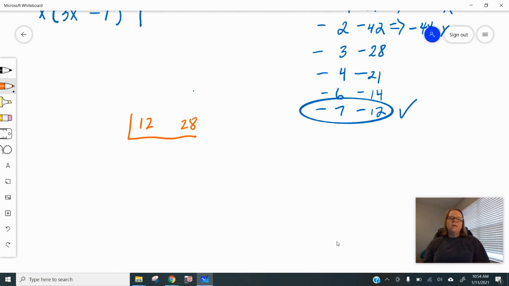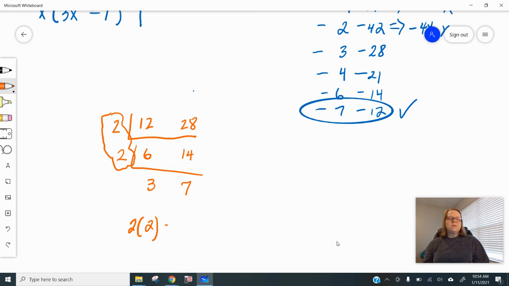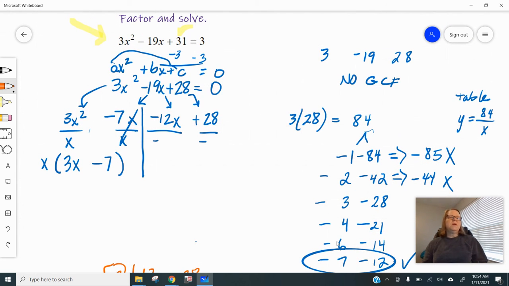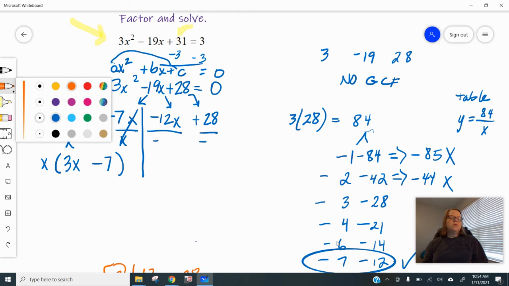I know that 12 doesn't go into 28. They don't end in 5 or 0, so they're not going to divide by 5 or 10. But they're both even, so I'm going to divide by 2. And now I can divide by 2 again. And now 3 and 7, those don't have a GCF. So my GCF is going to come from 2 times 2. So 4. All right, so let's go back up here, change back to blue.